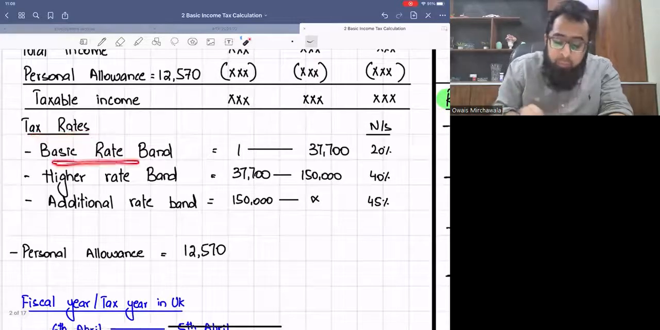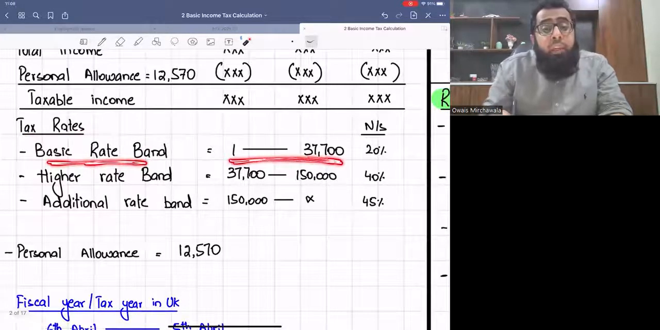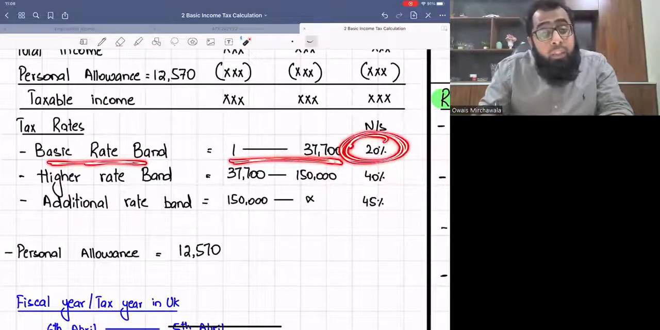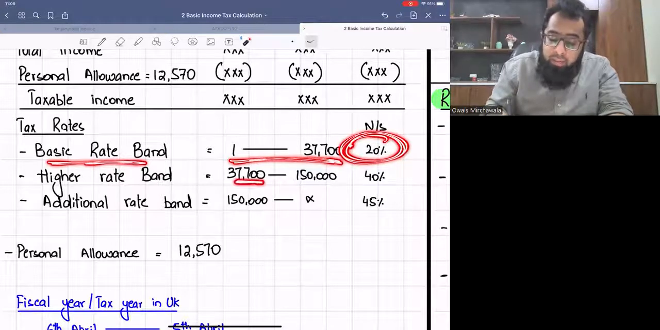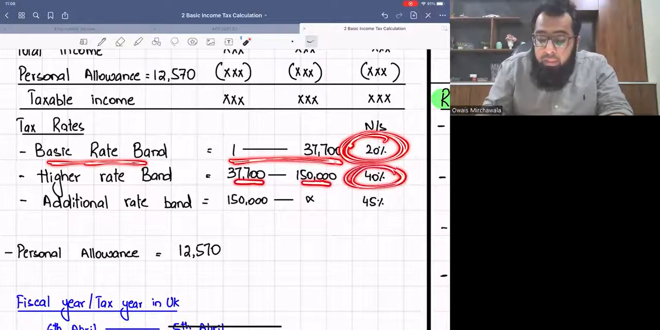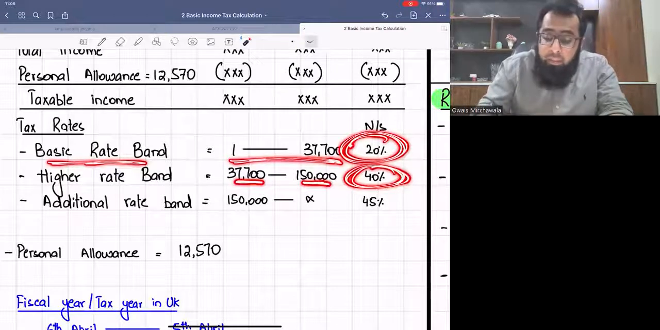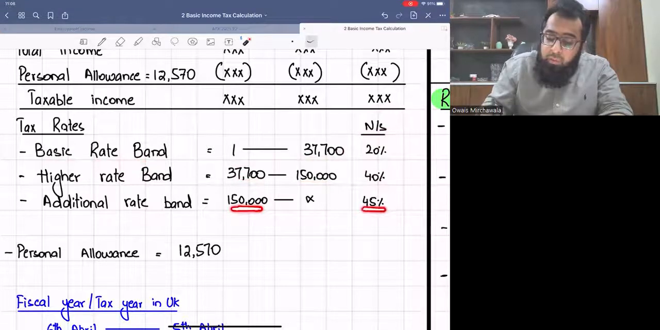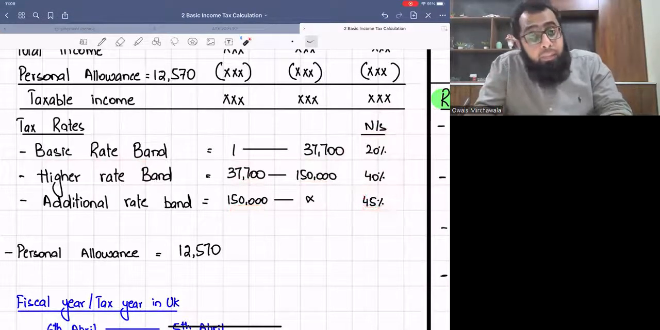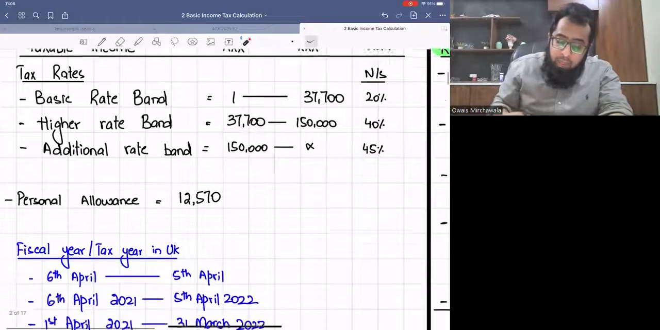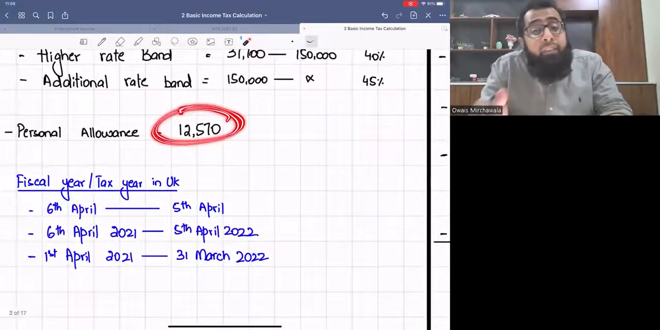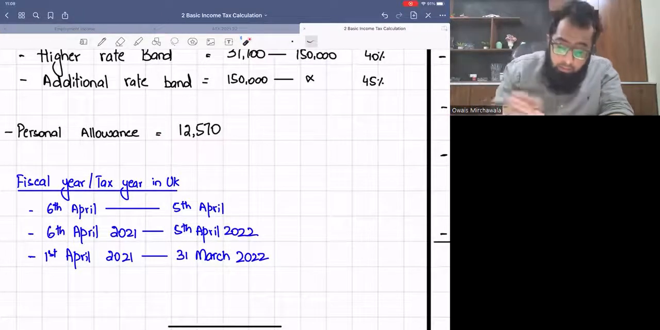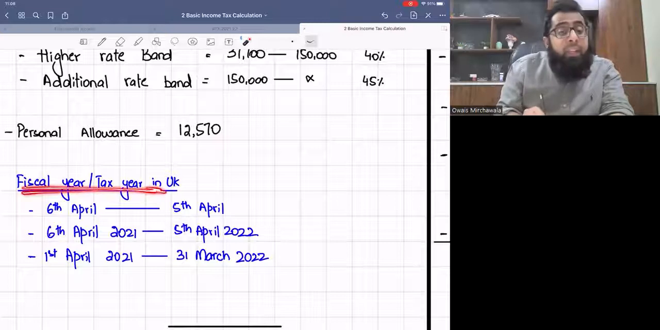If we are a basic rate taxpayer, which means income from 1 till 37,700, the rate of tax is 20%. Then between 37,700 to 150,000, the rate of tax is 40%. We are currently talking about non-saving, and after 150,000, the rate of tax is 45%. The personal allowance is 12,570. We make tax return for the fiscal year, for the tax year.